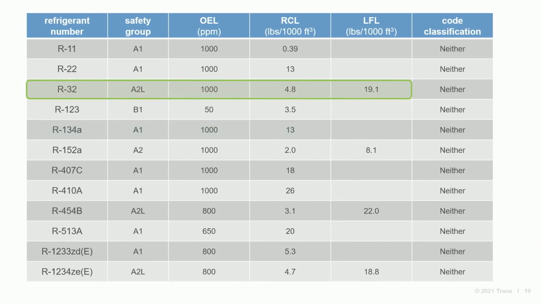Now let's look at a Class A2L refrigerant, like R32 for example. R32 is a Class A because its OEL is greater than or equal to 400 parts per million. But R32 is a flammable refrigerant, so the table includes a lower flammability limit, or LFL, which is 19.1 pounds per 1,000 cubic feet. The RCL for flammable refrigerants is typically defined by dividing its LFL by a safety factor of 4. So Standard 34 serves as a companion to Standard 15 in that it defines the safety group classification and provides relevant safety data for each refrigerant.